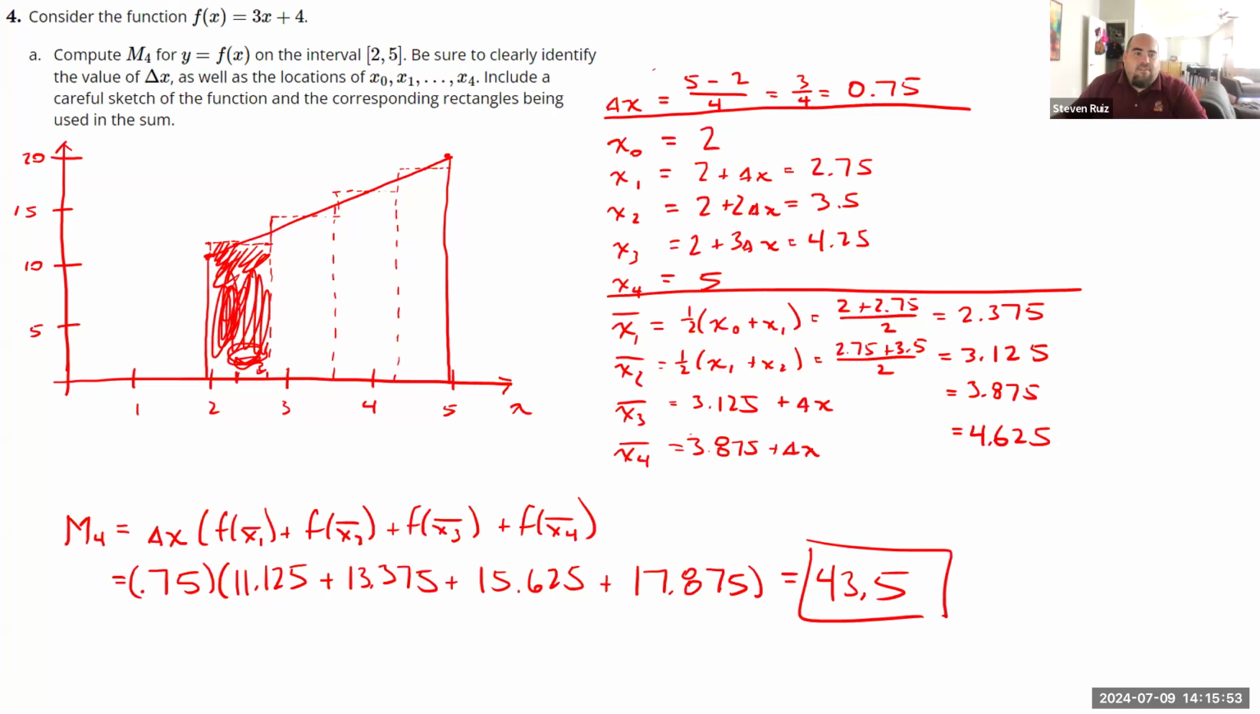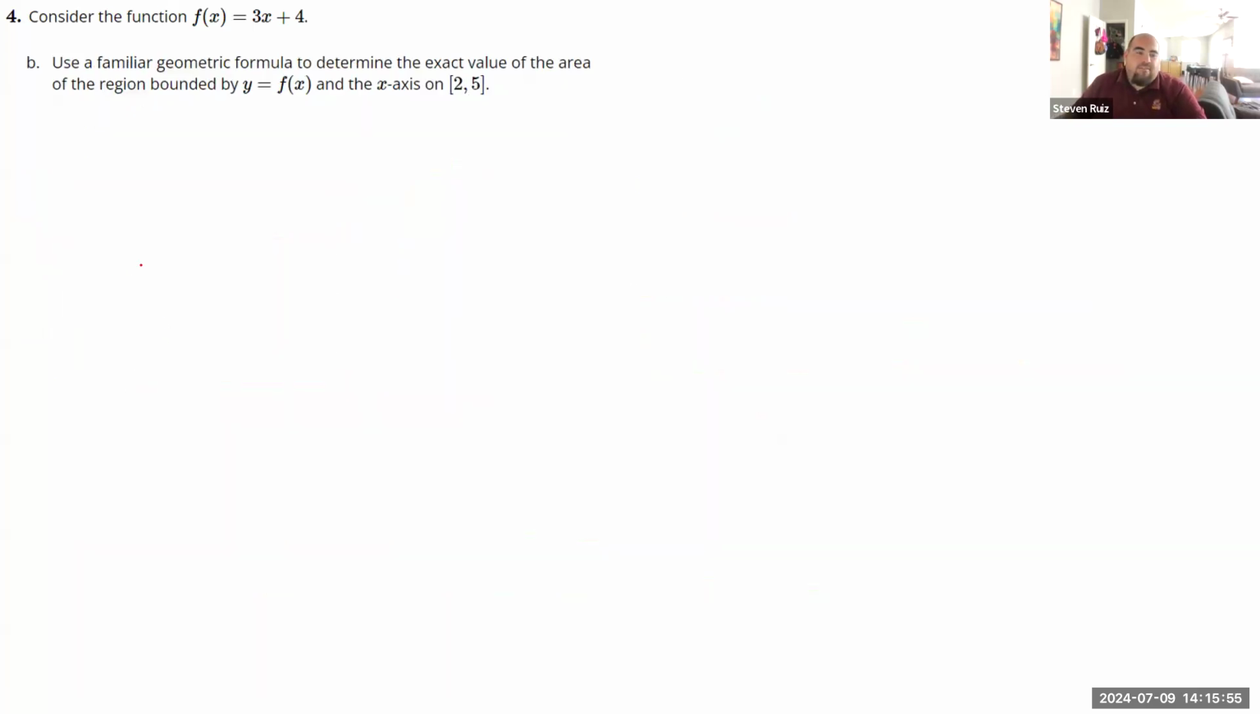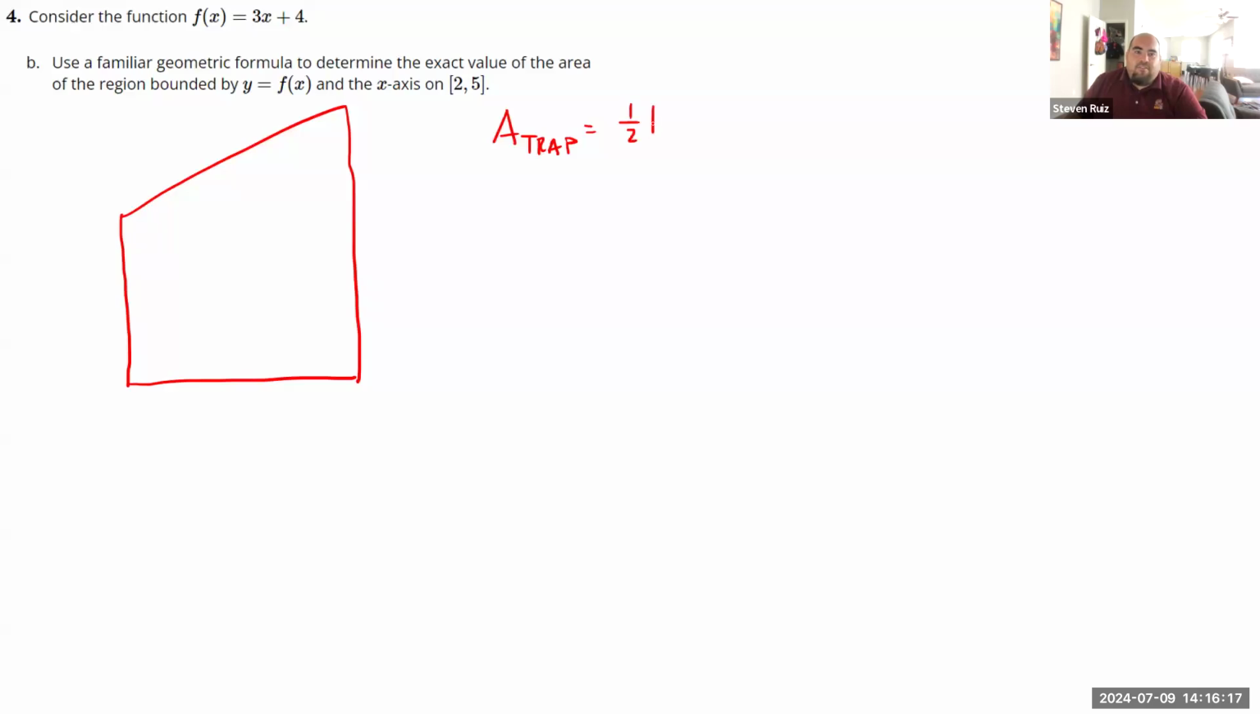So let's kind of recreate at least the geometric figure here. So this is the area I actually wanted to find. Now I'm going to use geometry on it. So what is this? This is a trapezoid. So how do I find the area of a trapezoid? The area is equal to 1/2 times the base times height 1 plus height 2.